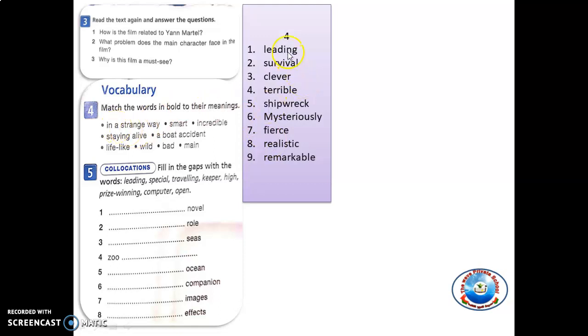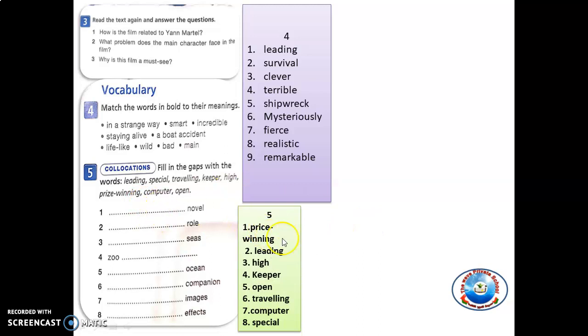Like leading, survival, clever, in a strange way, meaning mysteriously, and then smart, clever, and then incredible, remarkable, staying alive, survival. We have a boat accident, it's a shipwreck, lifelike, meaning realistic, and we have wild, meaning fierce, wild animal or fierce animal. Bad, terrible, and main, meaning leading. Okay, and number 5 we have here prize-winning novel, leading role, and the rest.